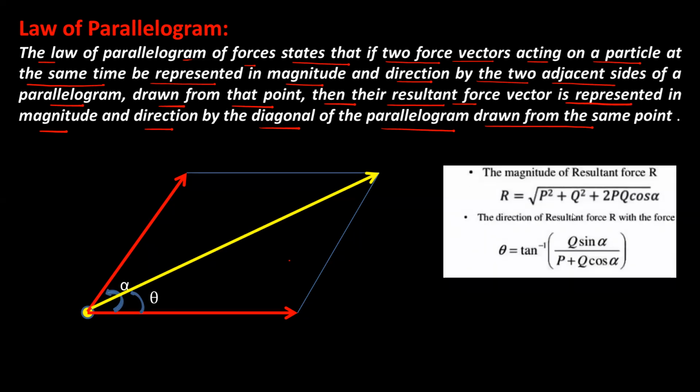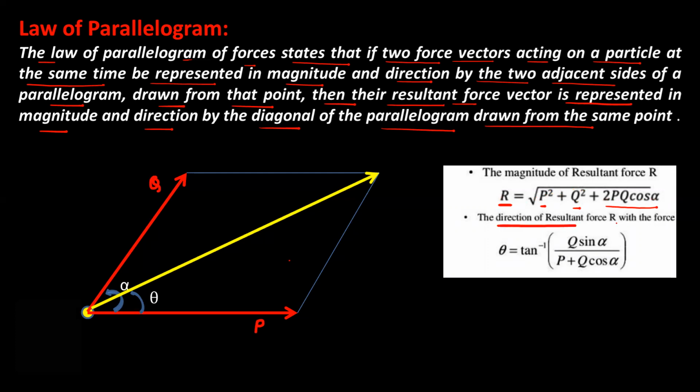So the resultant is given by this equation. R is equal to the square root of P square plus Q square plus 2PQ cos alpha. Here this force is P, the second force is Q, and the angle between the two forces is alpha. So R becomes the square root of P square plus Q square plus 2PQ cos alpha.